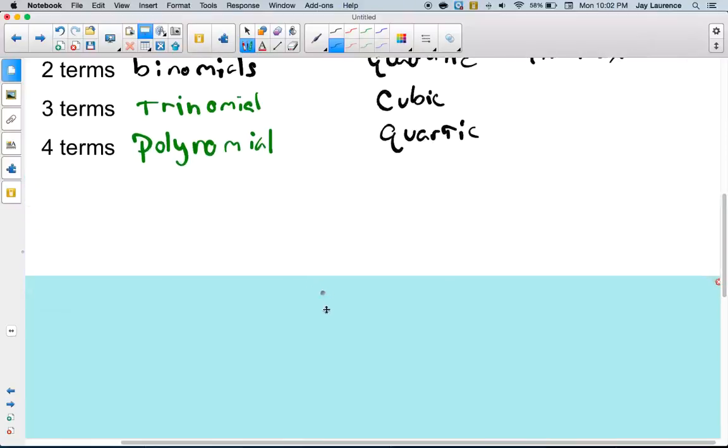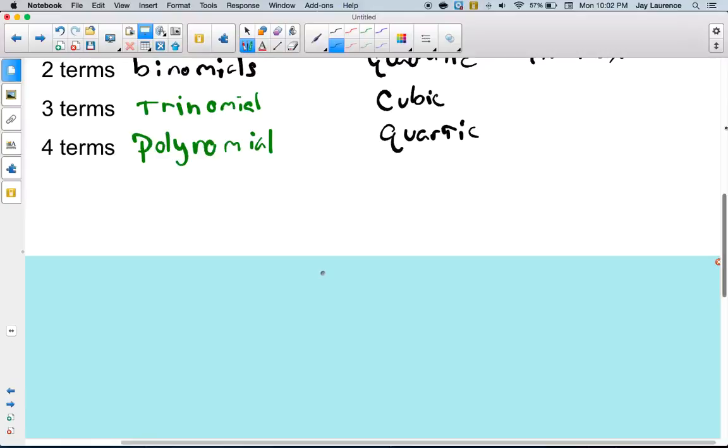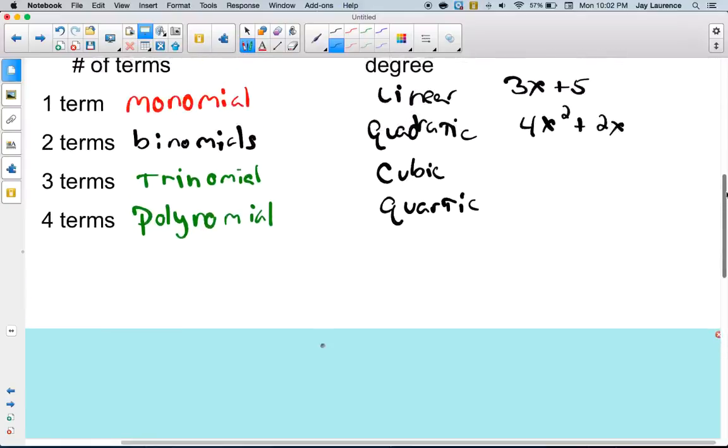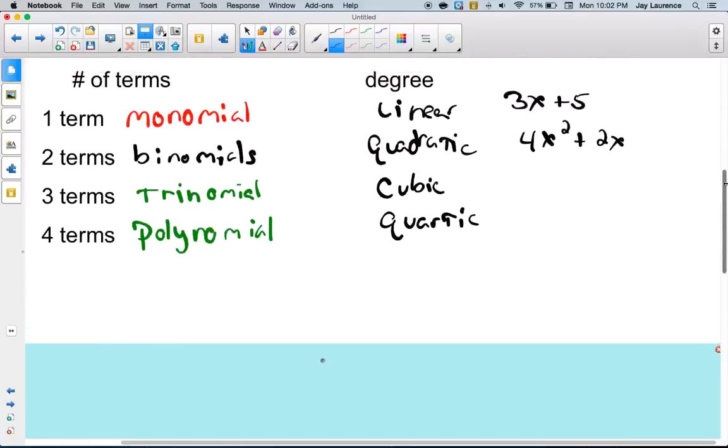All right. So now, by the way, you need to memorize those. You should already have the linear, quadratic, cubic, and quartic down. It should be review. So all you have to memorize are monomial, binomial, trinomial, or polynomial. Now, if you are rusty on linear, quadratic, cubic, quartic, maybe make some flashcards, okay?